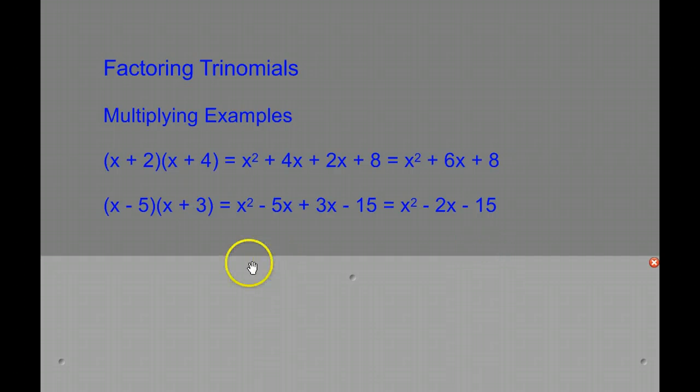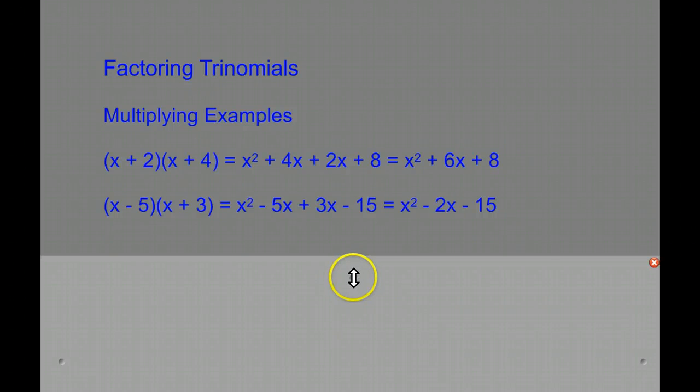What I would like you to look at for a second is the 2 and the 4 in our first example, and the solution we get, x squared plus 6x plus 8. And when you look at the negative 5 and 3, the solution is x squared minus 2x minus 15. You might recognize a pattern with those numbers. The 2 and the 4 add to 6 and multiply to 8. Negative 5 and 3 add to negative 2 and multiply to negative 15.